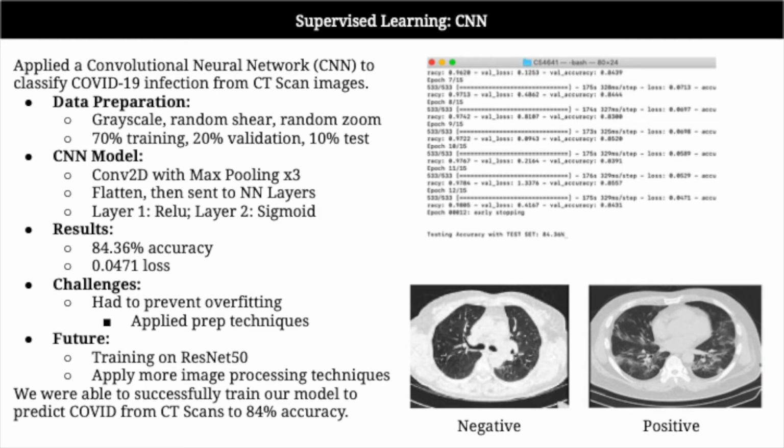When the model is compiled, we use the Adam optimizer as well as use the binary cross entropy loss function. Currently, after we trained and tested the set, we found that we had a 84.36% accuracy with a 0.0471 loss, which is pretty good considering the overall set.